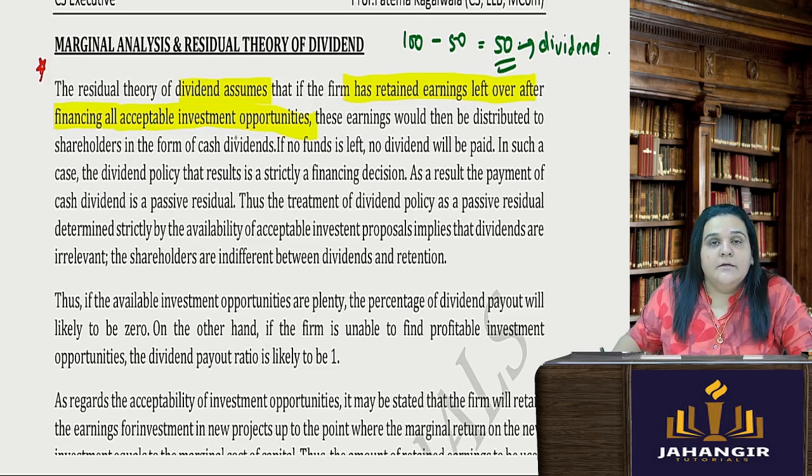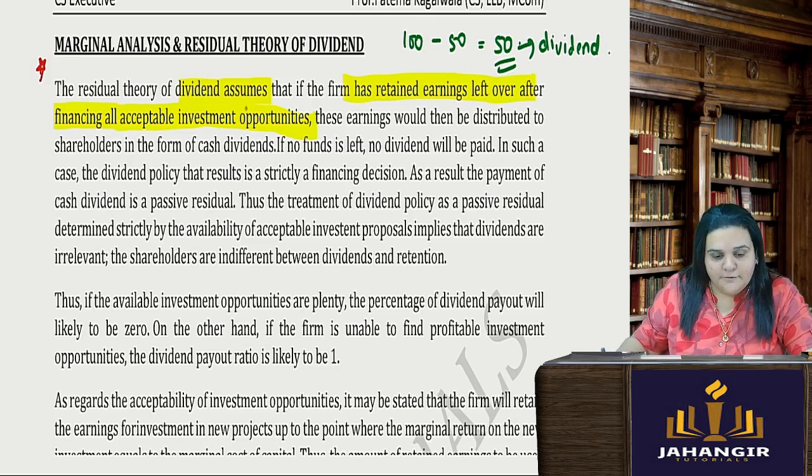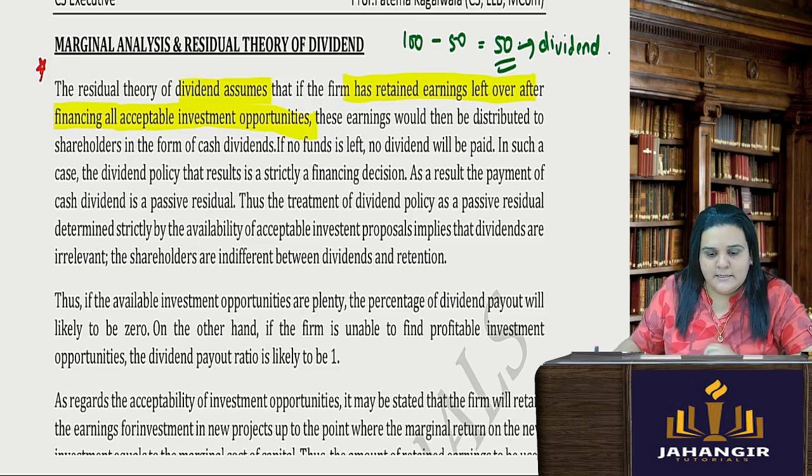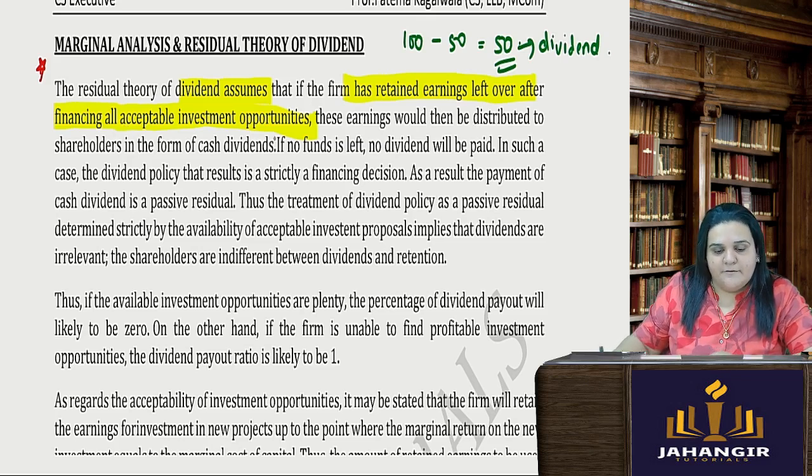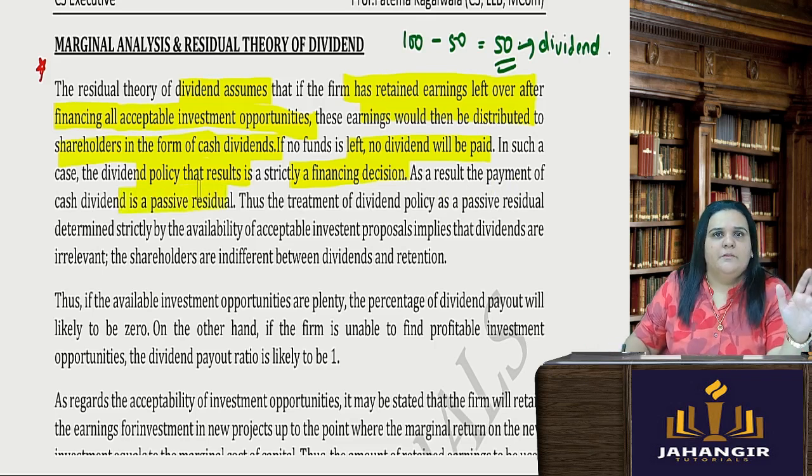So your residual theory of dividend assumes that if the firm has retained earnings left over after financing all the acceptable investment opportunities, these earnings would then be distributed to the shareholders in the form of cash dividends. If no fund is left, no dividend will be paid. In such a case, the dividend policy that results is strictly a financing decision. Why? Because you have already financed your other investment opportunities.